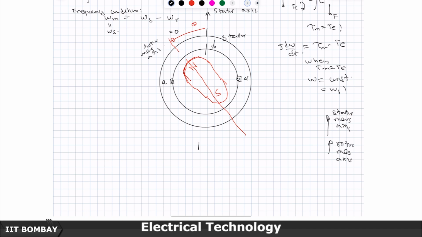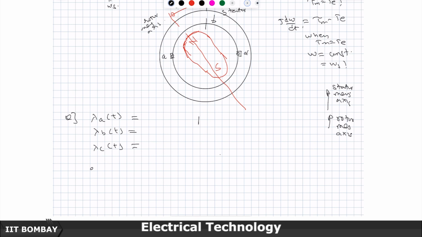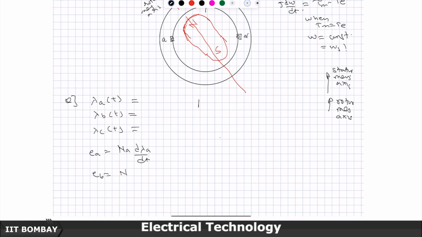Now my $1,000,000 question is, what is the flux linkage lambda A of t, lambda B of t, and lambda C of t? Once I know this, then automatically E A will be N A d lambda A by dt, and E B will be similar. With symmetric construction, the number of turns on the stator are going to be the same.